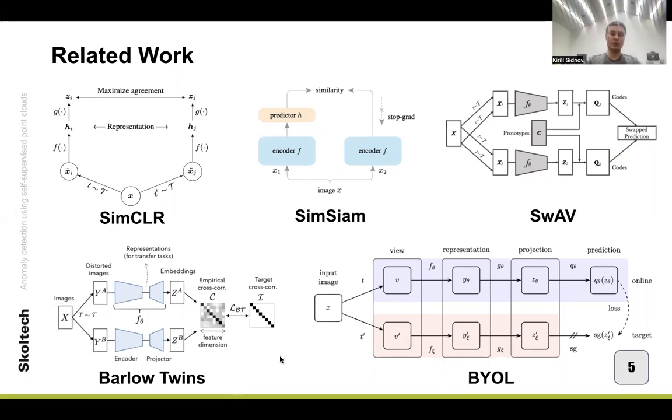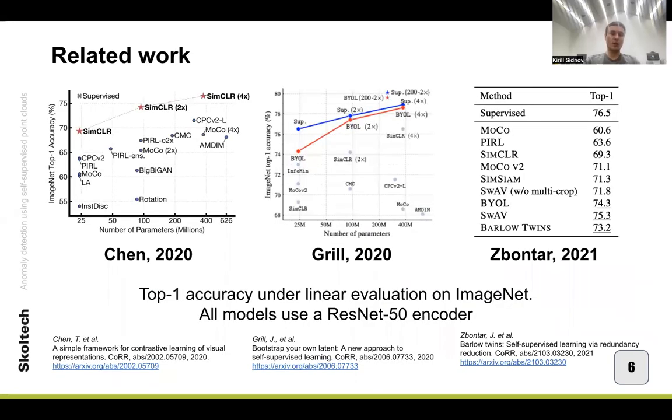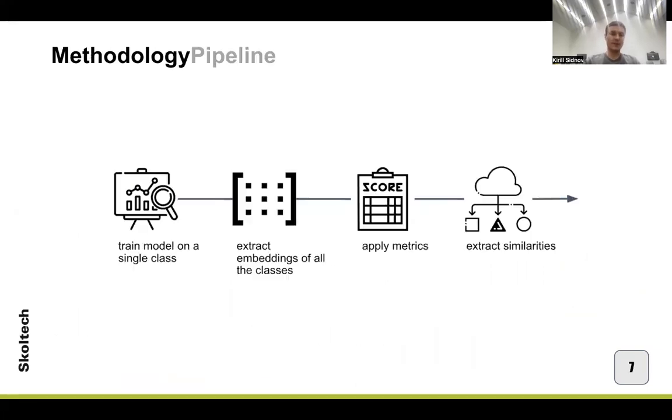Some realizations based on these architectures may be very time consuming, and the simplest realizations that we can highlight are SimCLR and BarlowTwins. This slide represents a comparison of performance for different models using linear evaluation on ImageNet, and both mentioned models demonstrate decent performance with a reasonable number of parameters.